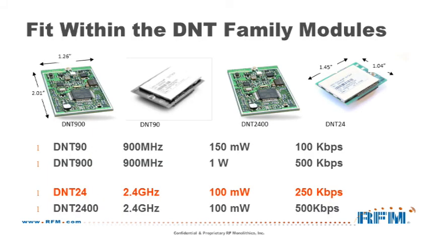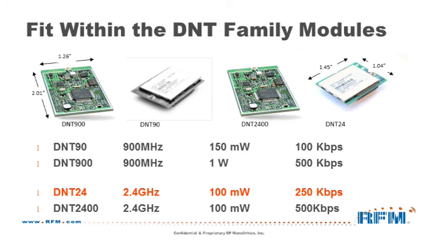So now if we look at the whole DNT family, because it is sometimes a little bit confusing, we have our big ones, the DNT900 and the 2400, and you can see the relative size, 1 1/4 by 2 inches, and then our little ones, the DNT90 and the DNT24, which are 1 inch by just under 1.5 inches. So you can see the 900 megahertz, the difference in power and the difference in maximum data rates, and same with the DNT24 and the DNT2400.